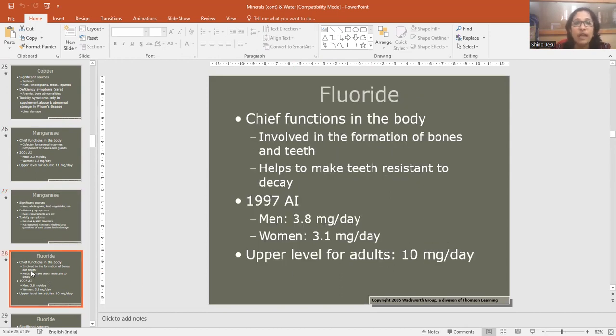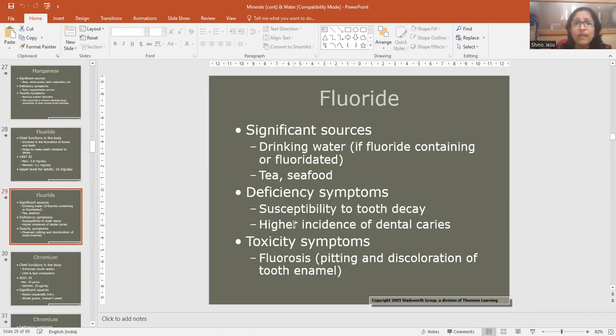And finally, fluoride, whose functions are involvement in the formation of bones and teeth. The upper level for adults is 10 milligrams per day. The significant sources are drinking water, tea, seafood, etc. Deficiency symptoms are susceptibility to tooth decay and a higher incidence of dental caries, and toxicity symptoms include fluorosis, or etching and discoloration of the tooth enamel.